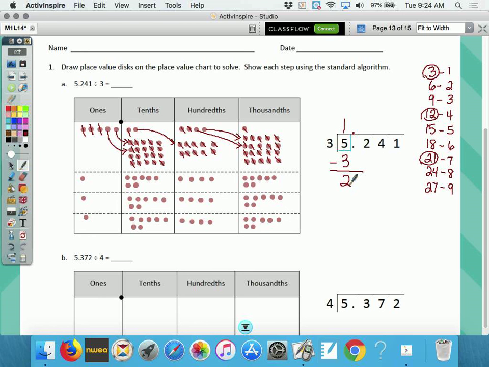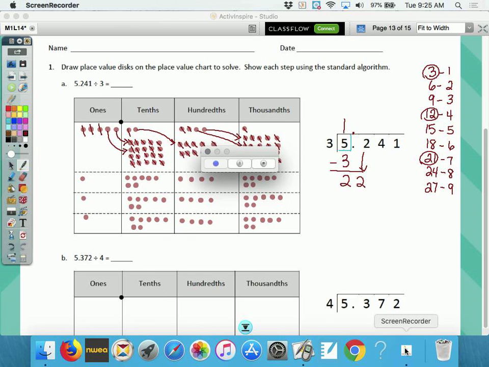Before I bring down the 2, I have to check. Is 2 less than the divisor? Yes. Okay, so bring down the 2. Wait, so your 2 has to be less than the divisor? Yes, that's called checking.